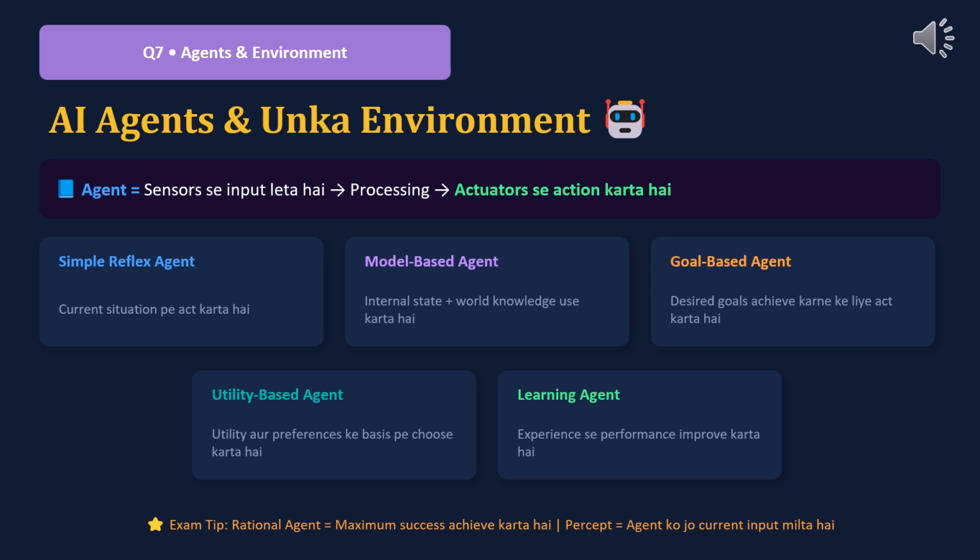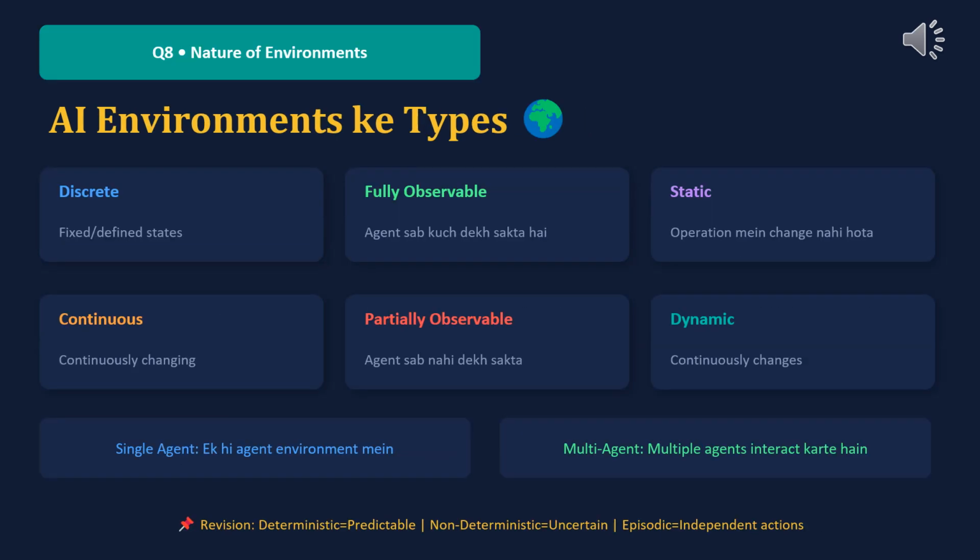Simple reflex agents respond only to current situations. Model-based agents use internal knowledge about the world. Goal-based agents act to achieve specific goals. Utility-based agents choose actions that provide the best outcome. Learning agents improve their performance through experience. A human uses eyes and ears as sensors and hands as actuators, while a robot may use cameras and motors for the same purpose.